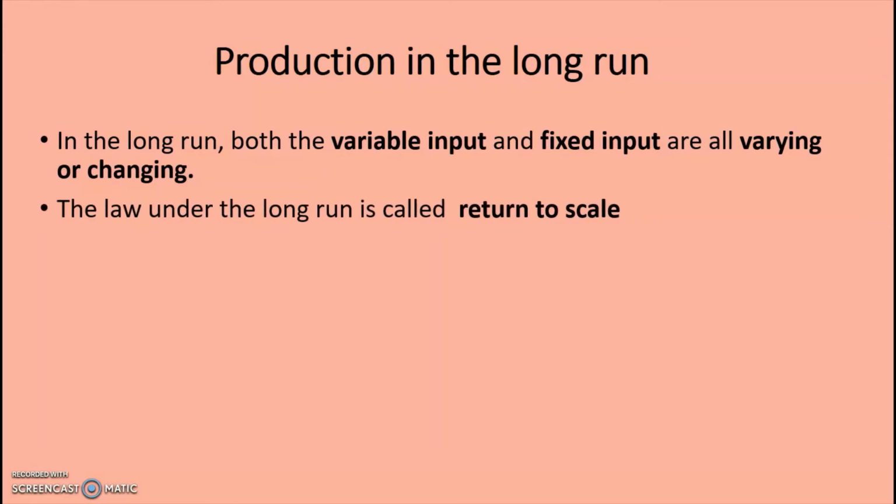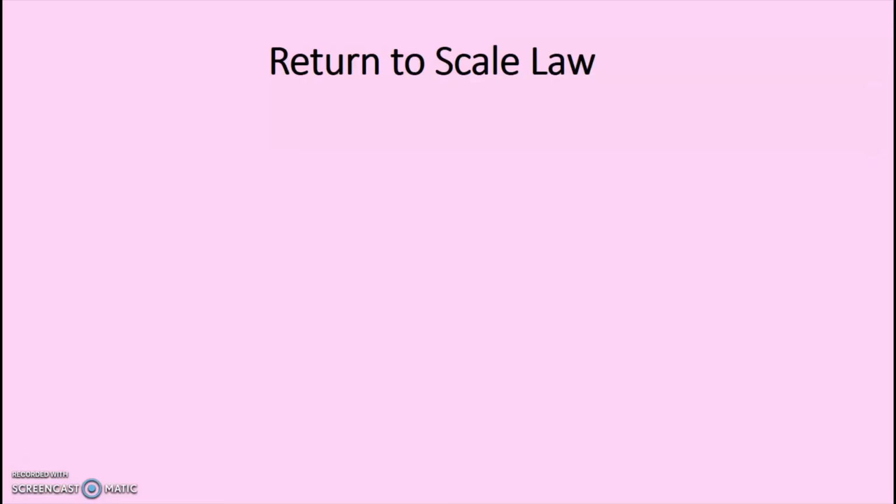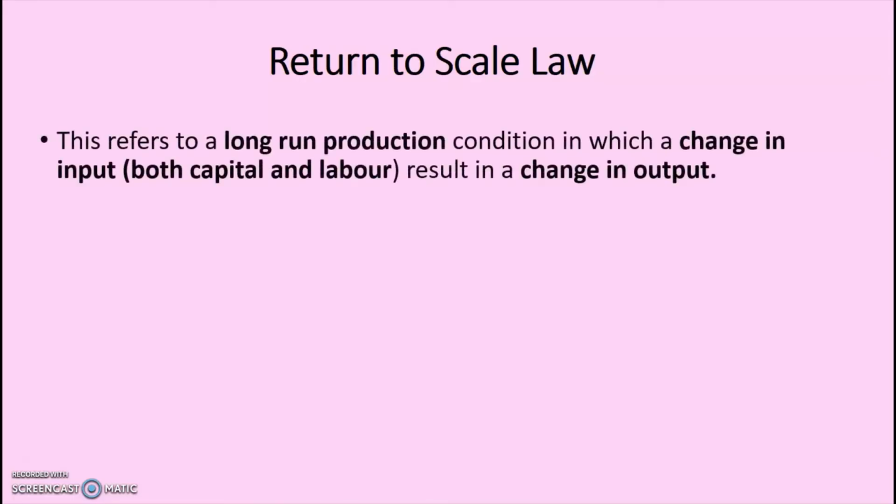Now the law under the long run is known as return to scale. In the short run, we had return to factor. So let's see what return to scale is. This refers to a long run production condition in which a change in input, we are talking about that of the capital and labor, results in a change in output. So a change in input will result in a change in output, that is return to scale.